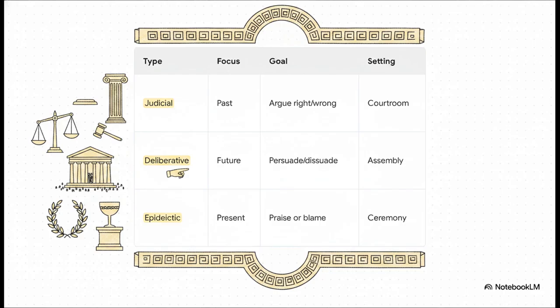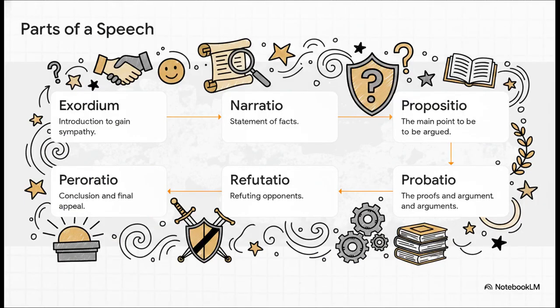And these speeches usually followed a pretty predictable playbook, a classic 6-part structure. You'd have an intro to win over the audience, a statement of the facts, the main point or thesis, the arguments to back it up, a section to tear down your opponent's points, and finally, a big, powerful conclusion. And believe it or not, scholars use this exact template to analyze ancient texts.